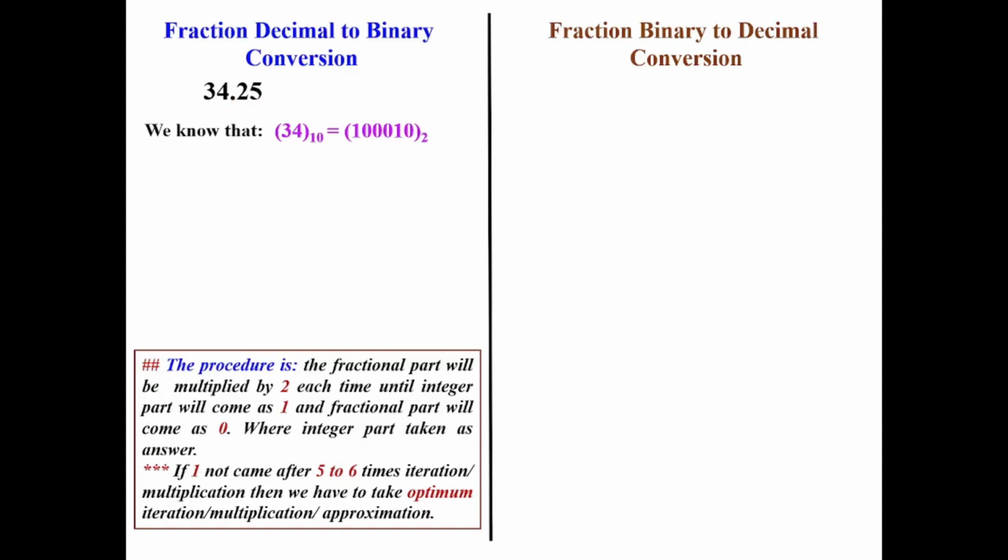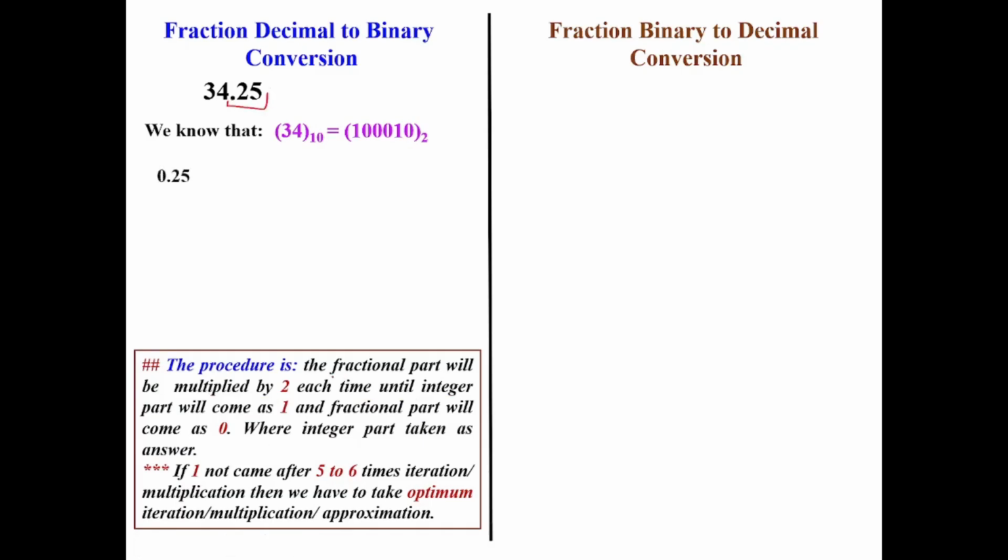The procedure says the fractional part will be multiplied by 2 each time until the integer part comes as 1 and the fractional part comes as 0, where the integer part is taken as the answer. If 1 does not come after 5 to 6 iterations or multiplications, then we take an optimum approximation. So what are the steps? We are going to discuss this by considering the fractional part 0.25. So first we consider 0.25.